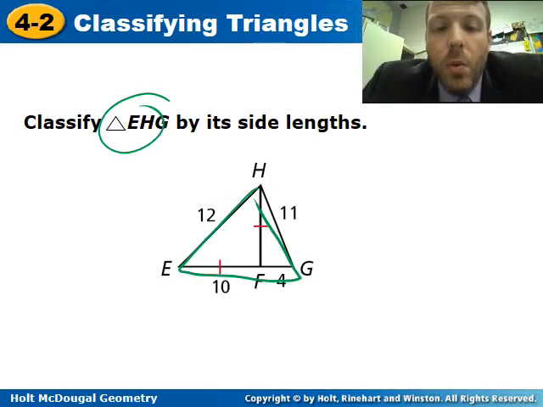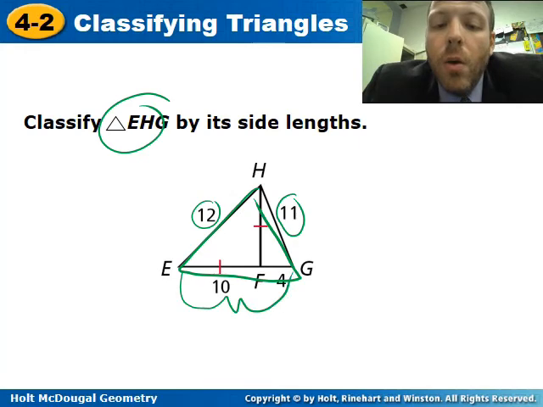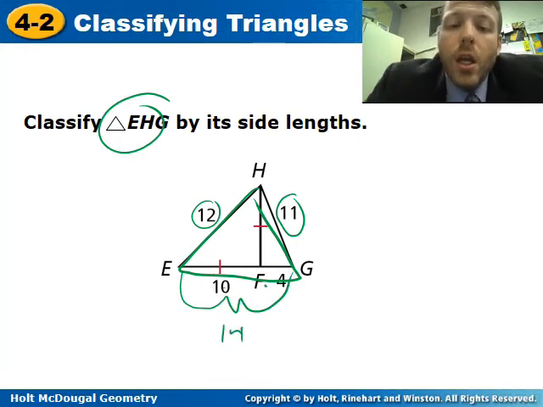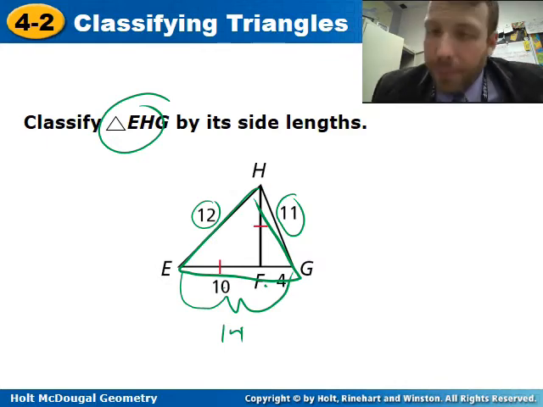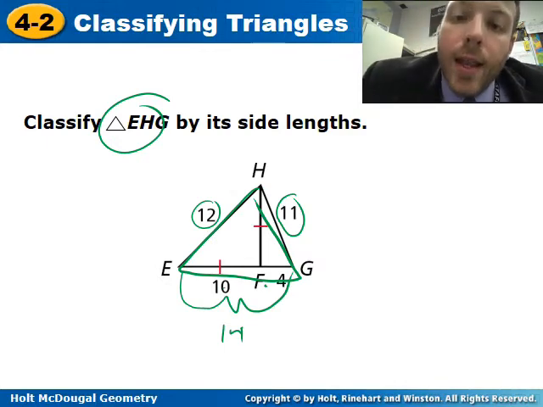Now we're going to look at triangle EHG, which is the whole triangle. Okay, we have a side length which is 12, we have a side length which is 11, and then we have this whole side length which is 14, 10 plus 4 being 14. Since all of them are different, then that means that it's scalene.